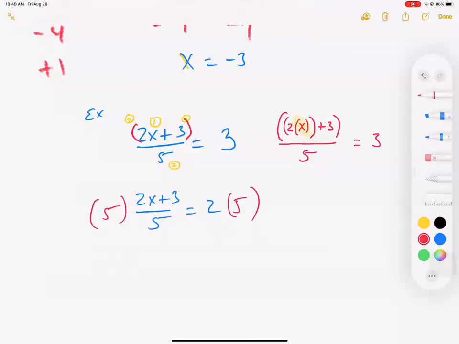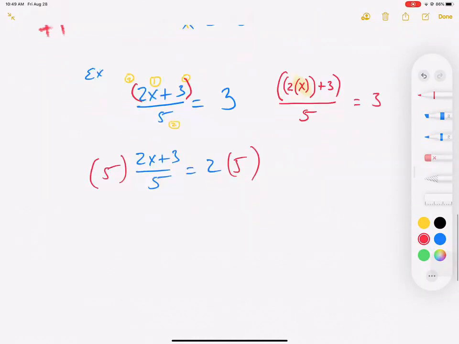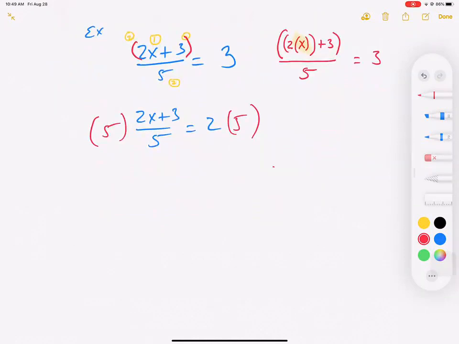Now, why would we do this? Some of you said get rid of the 3 first, so let me show you what would happen if I get rid of the 3. 2x plus 3 over 5 minus 3. Can you even combine the 3 and the fraction? Do you see how it looks really ugly? And that's why we want to be careful about it.